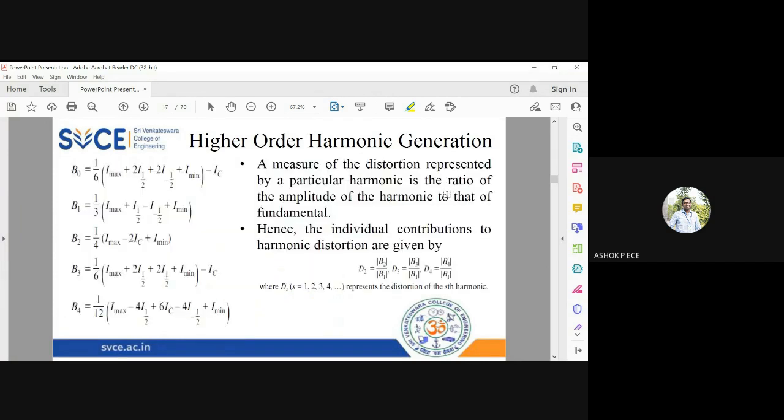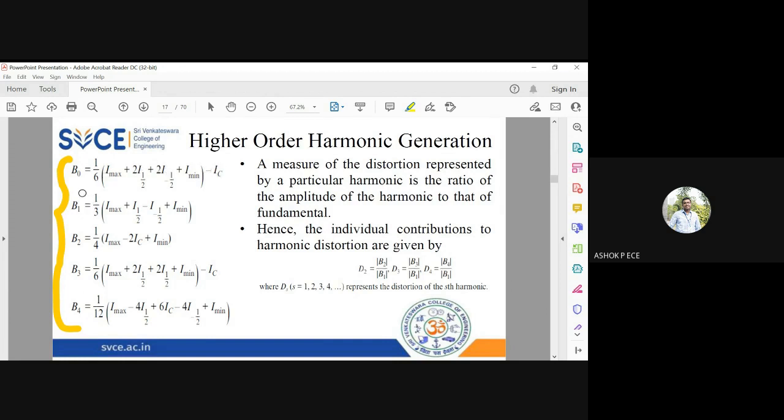The solving is not in our purview. You can even ignore the solving, and this is going to be the expression for B0 to B4. So you can see that all the coefficients are in terms of I max, I minimum, I half, I minus half, and IC. IC is your IQ. So all the harmonic distortion coefficients are denoted in terms of the current values: I maximum, I minimum, I half, I minus half, and IC.